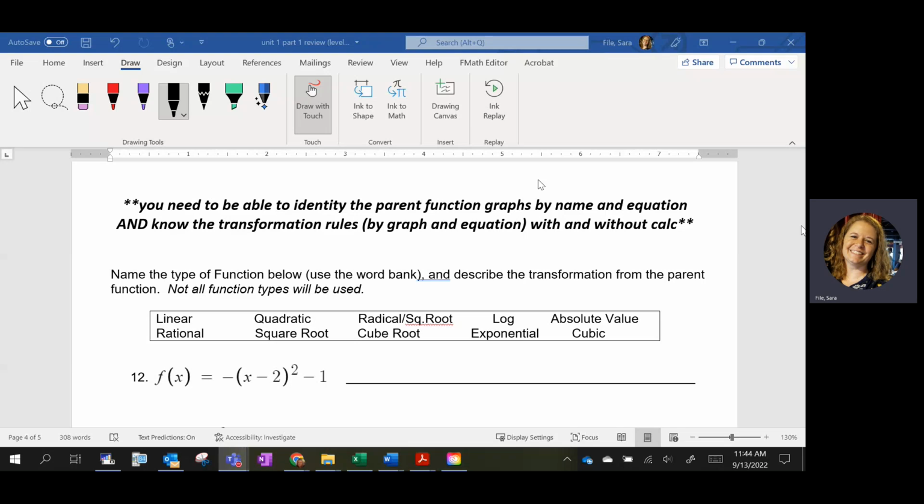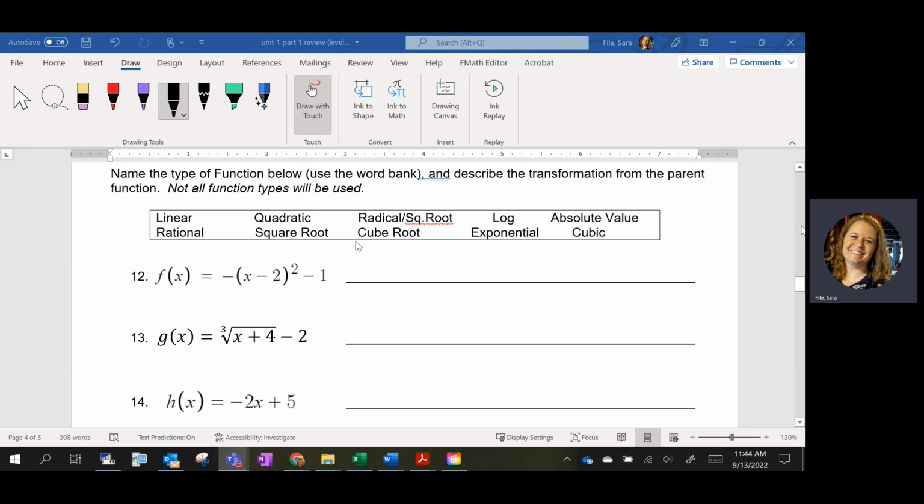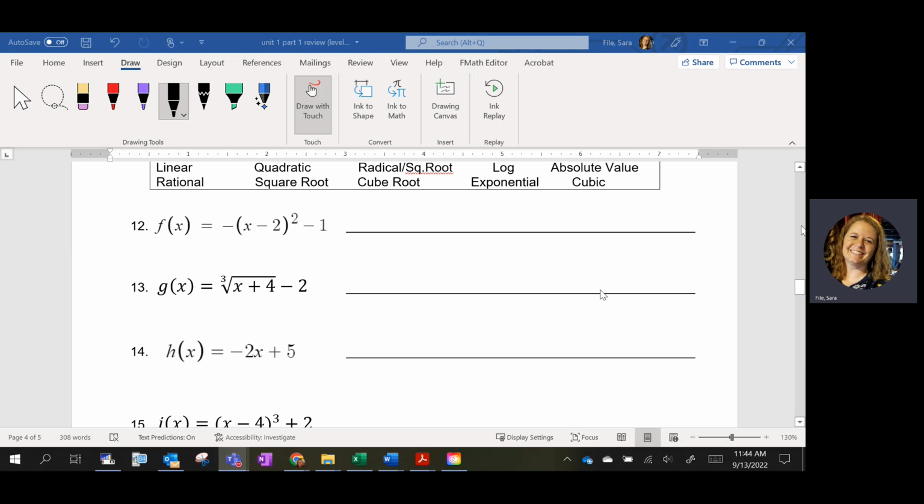Transformations. It says you have to be able to identify parent functions by graph, name, and equation. That's what we started the year off reviewing. You've got to know your transformation rules by graph and equation, okay? So here we've got a word bank of the types of functions. We're going to match those up with the graphs or the equations, and then we're going to describe the transformation that's taken place, okay? So what type of function is 12?